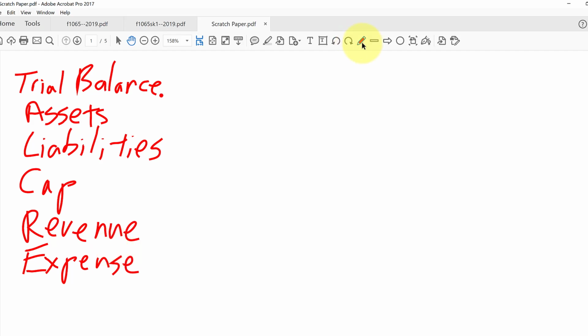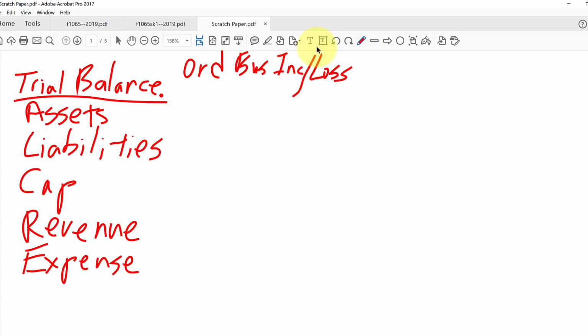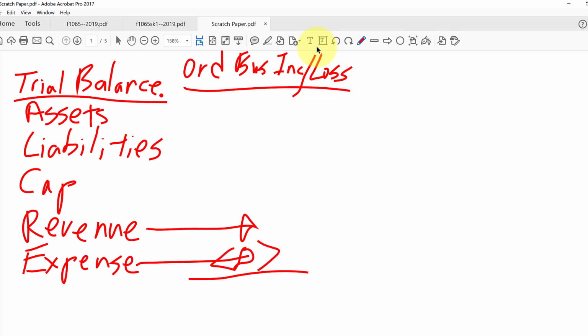In one category, we'll call that ordinary business income or loss. We'll take most of the operating revenue and put it into this column for ordinary business income or loss. And then most of the related expenses for operations, we would deduct to get that net income or net loss for our operations. Again, ordinary income or loss.